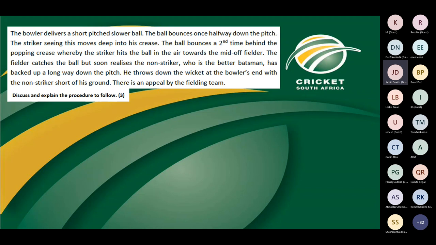The law says that the ball needs to bounce twice before it reaches the popping crease. And in this instance, it has not. It bounced behind the popping crease the second time. So when the batsman hits the ball in the air and he gets caught, he will be given out caught. Although the fielder throws down the wicket at the non-striker's end, the first one shall count. So the batsman will be out caught.